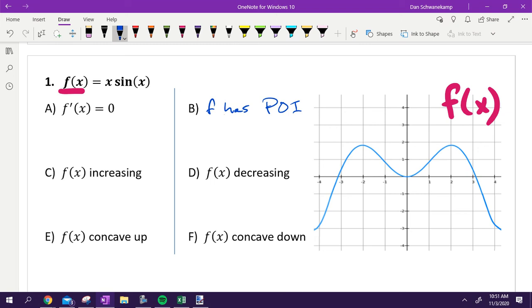The slope. Show me with your fingers. How many places is f prime equal to 0? 3. x is equal to -2, 0, and 2. Right there the slope is 0. Right there the slope is 0. Right there the slope is 0.